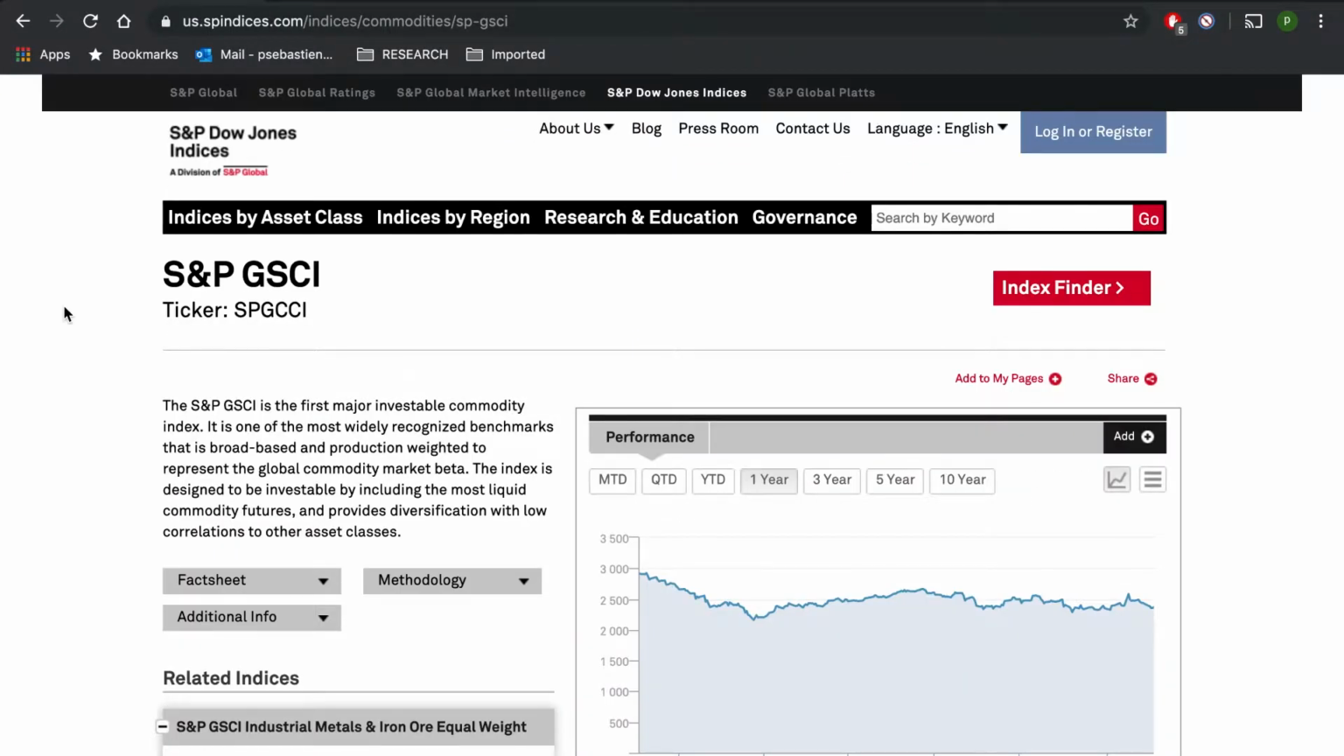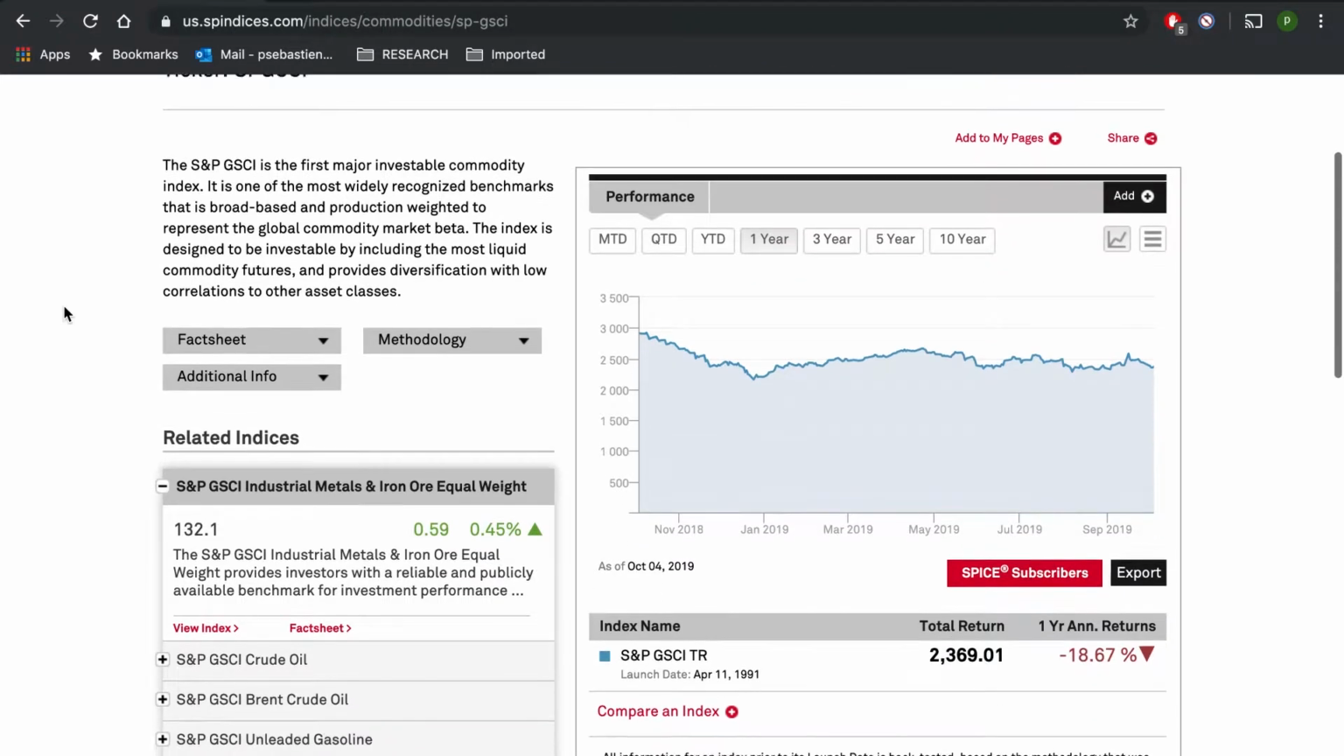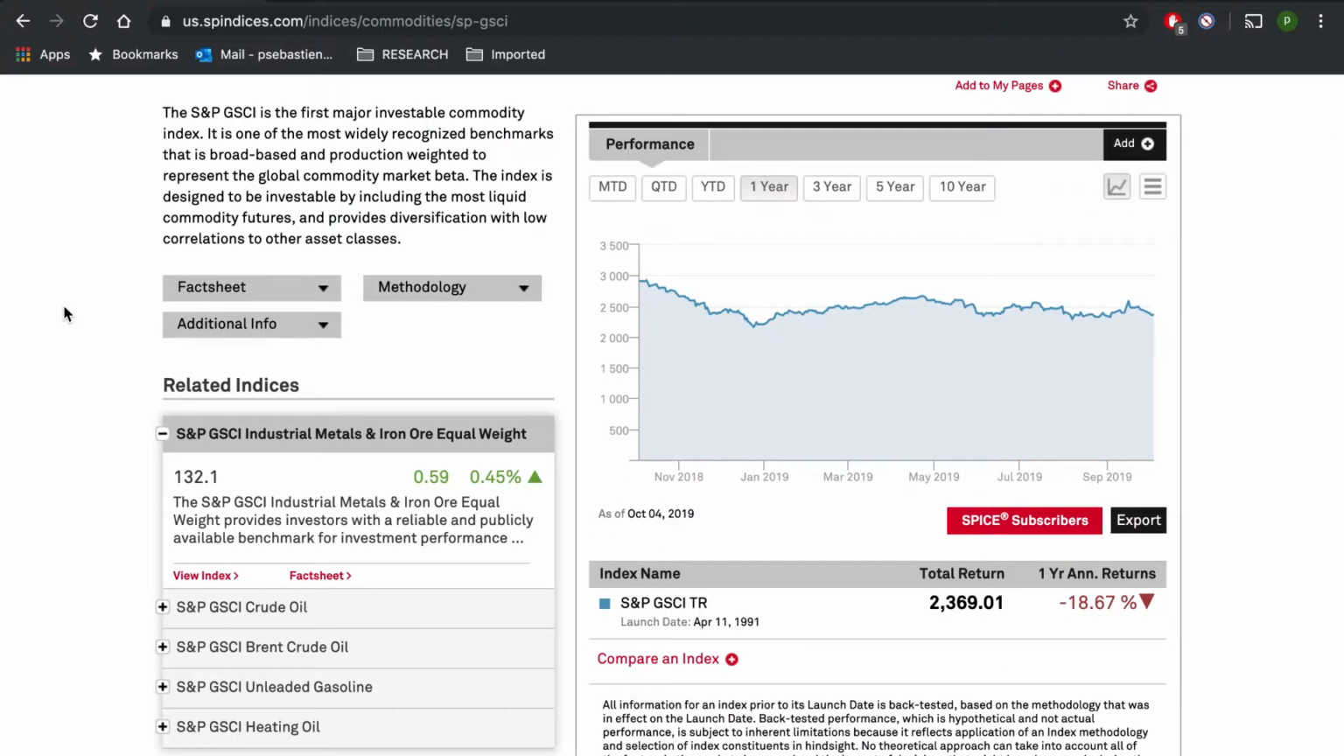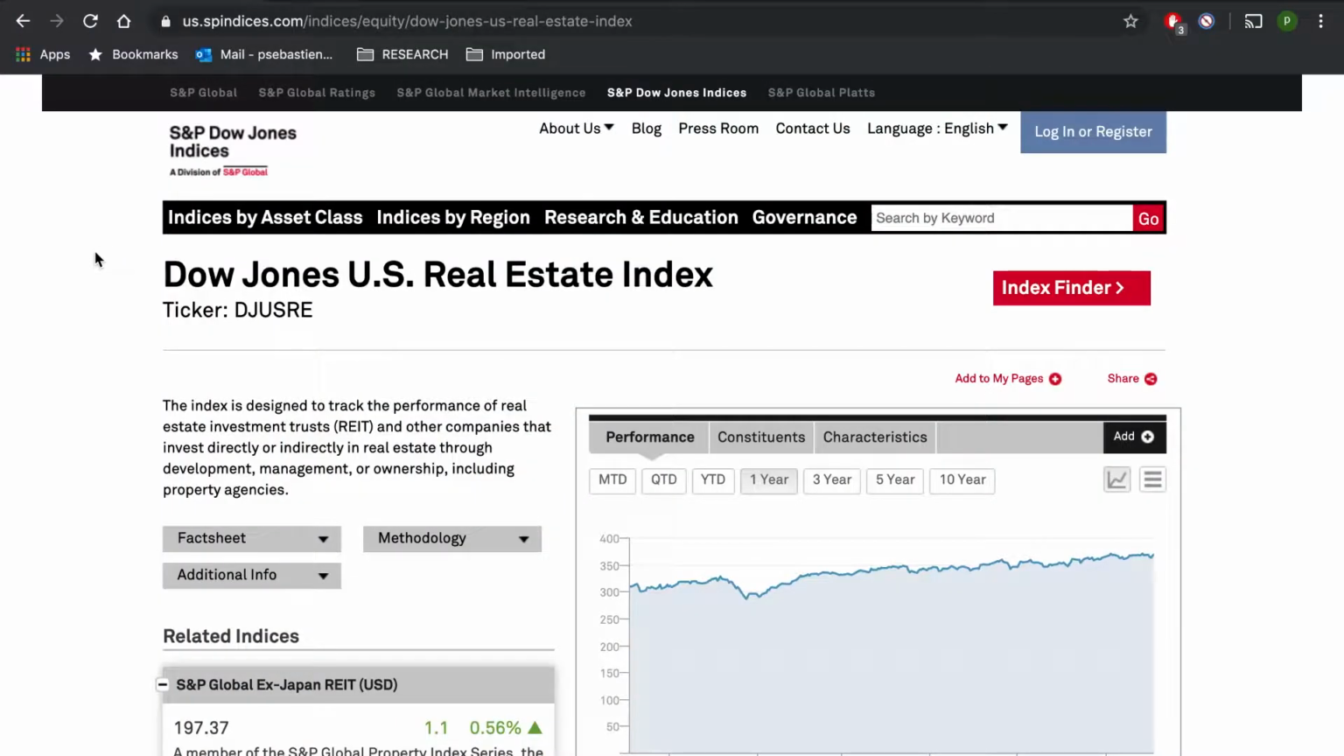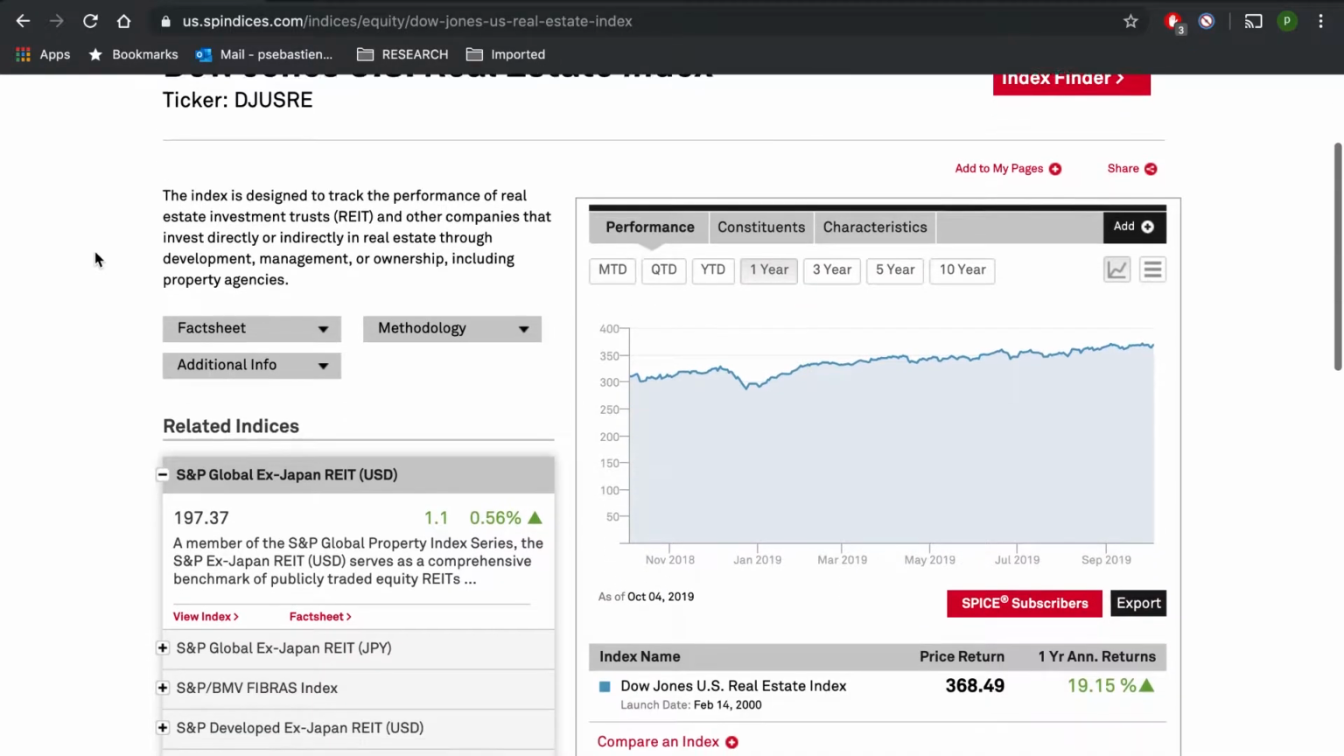The S&P GSCI Commodity Fund tracks things like oil, precious metal, agricultural goods. If you want a snapshot of the real estate market, you can look at the Dow Jones Real Estate Index and invest in an index fund that mimics that index. So whatever sector you're interested in, there's probably an index fund for you.